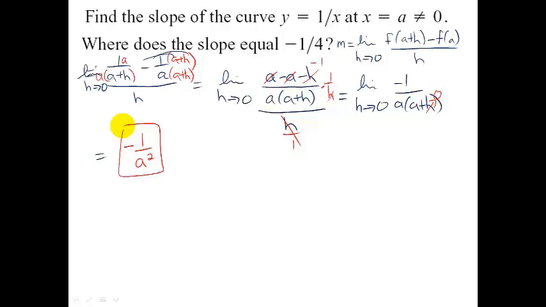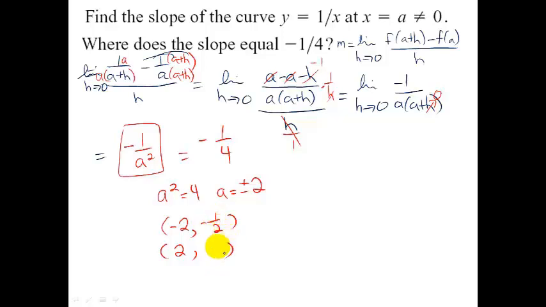Now we can answer the question, where does the slope equal negative 1/4, by simply setting this equal to negative 1/4, and then we could see that that would be true if a squared equals 4, or if a equaled plus or minus 2. So there are two places where the slope of the curve is negative 1/4, and that is where x is negative 2, or where x is 2, and we can find the y value there by simply plugging this in to our function. And so this would be at negative 1/2, and this one would be at positive 1/2.